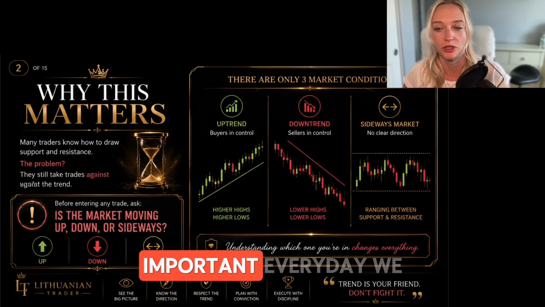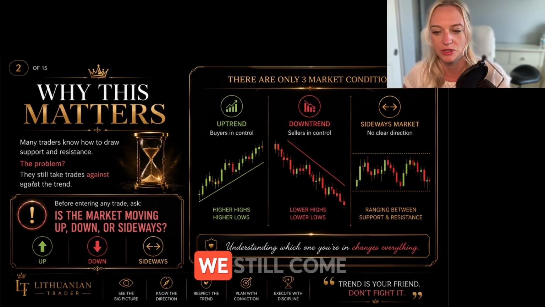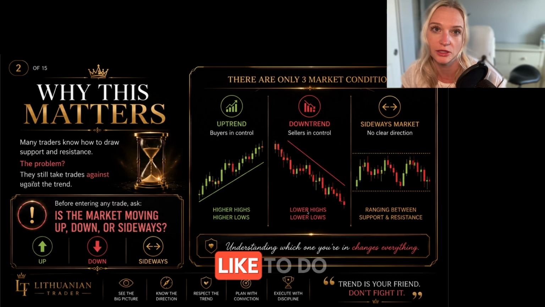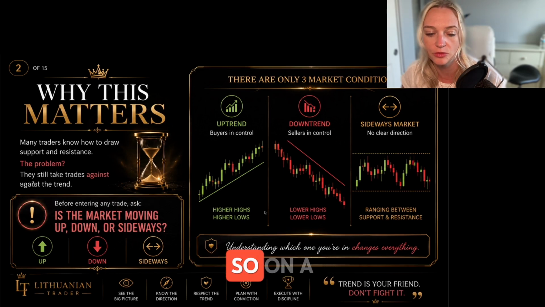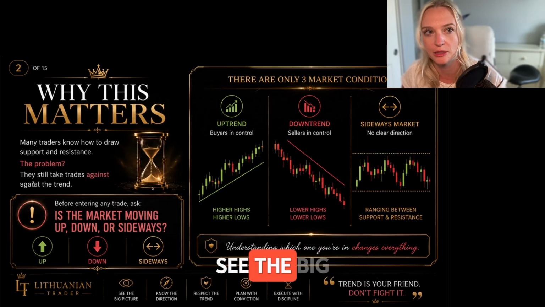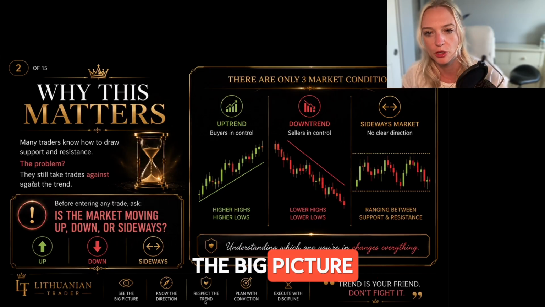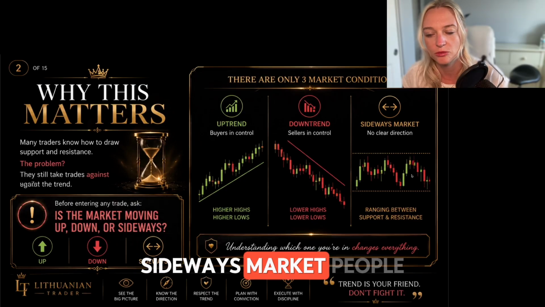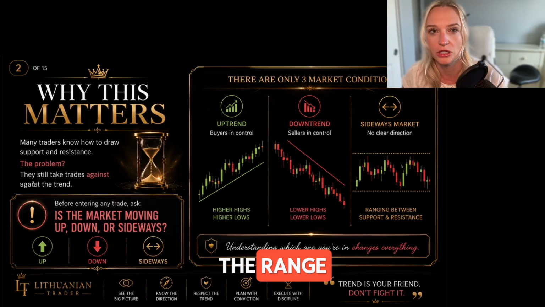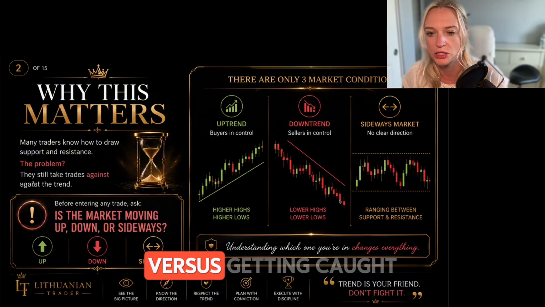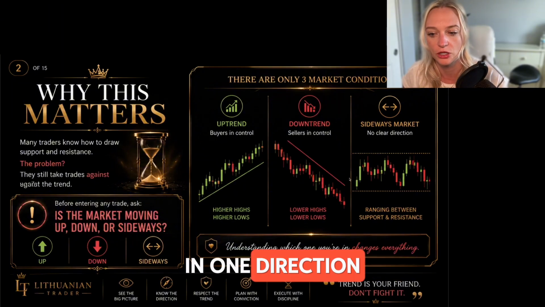But it is important. Every day we're still learning. Every day we come out and see what we can learn out of it. So I do like to do this on a bigger time frame. On a smaller time frame, day trading is really hard sometimes because you don't see the big picture. You see the big picture especially on bigger time frames for sure. And sideways market, people do trade this, in the range. There are a lot of range traders. They feel a little bit safer in here versus getting caught in one direction or the other.